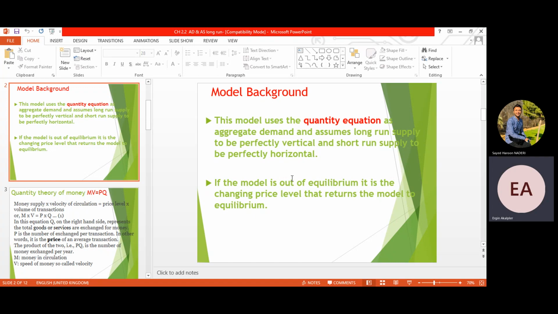Due to this reason, when we question this quantity equation as aggregate demand and assume long run supply to be perfectly vertical, as I mentioned to you, it is not affected in the long run by price changes, but in the short run, it is affected.